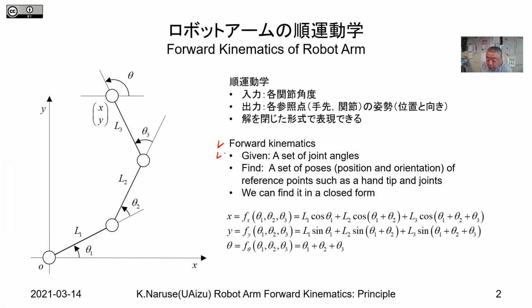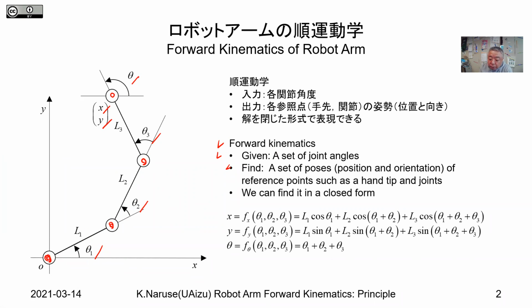Given a set of joint angles, for example, this is the three joint robot in the XY plane, and the first joint and its angle is represented as theta 1. Similarly, for the second joint, theta sub 2, the third joint, theta sub 3, and the hand position, the xy location is represented by x and y, and its orientation is represented by theta. So given a set of joint angles, theta sub 1 to theta sub 3, then find a pose of the robot.